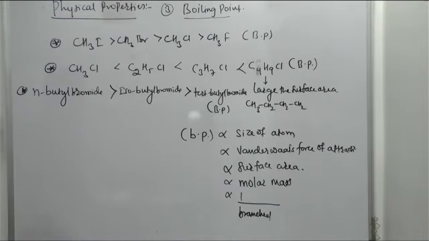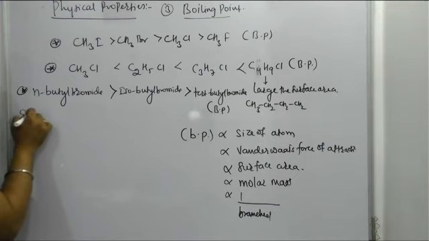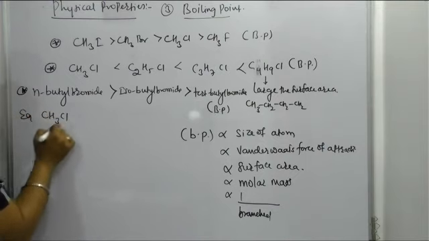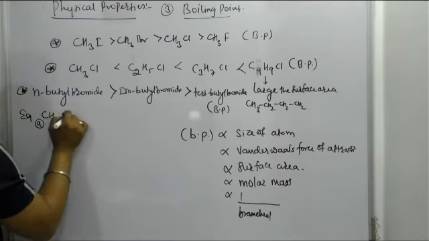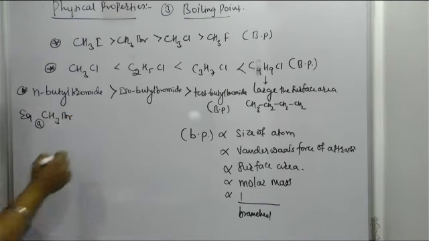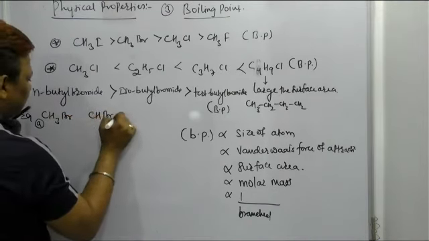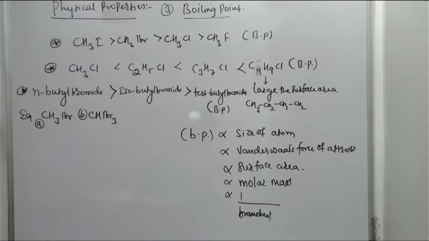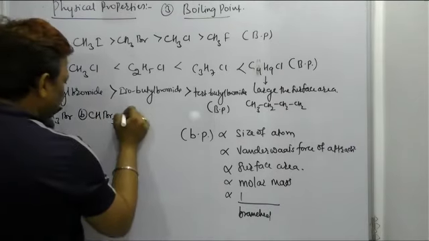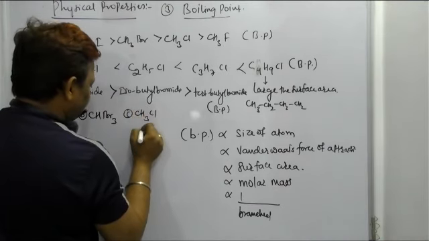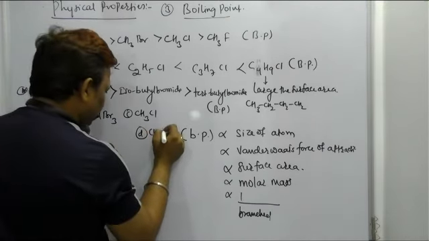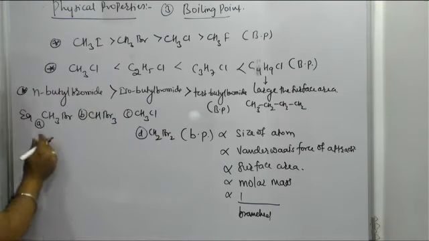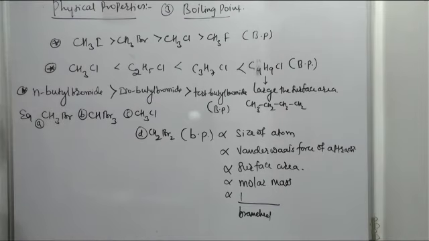One more example. CH3Cl is compound A, and CH3Br is compound B. In the second case, CHBr3 is compound C, and CH2Br2 is compound D. Arrange the following in increasing order of boiling point.